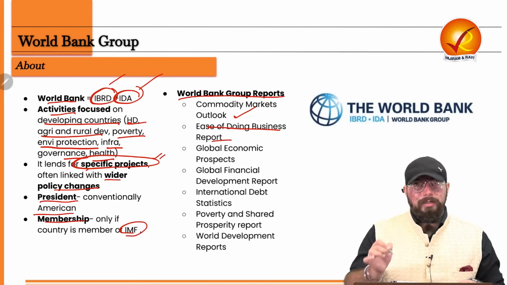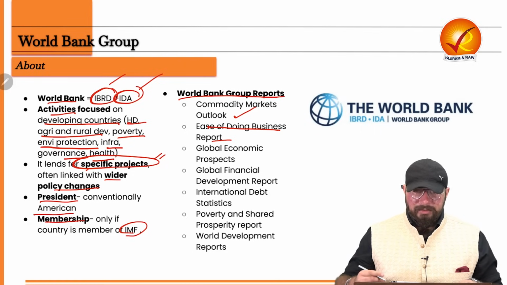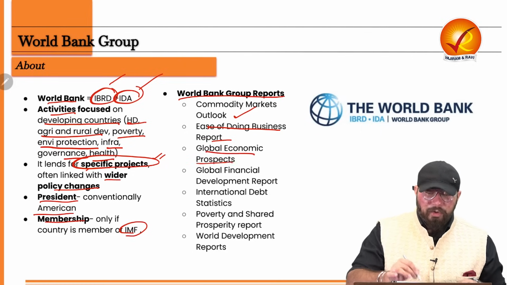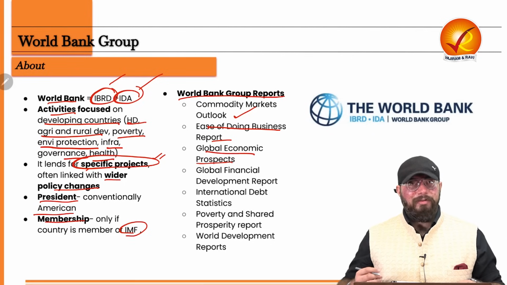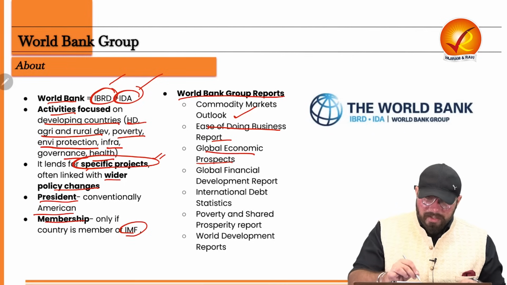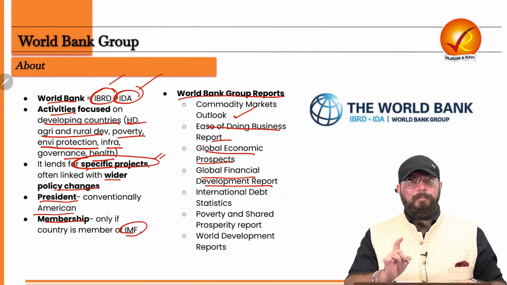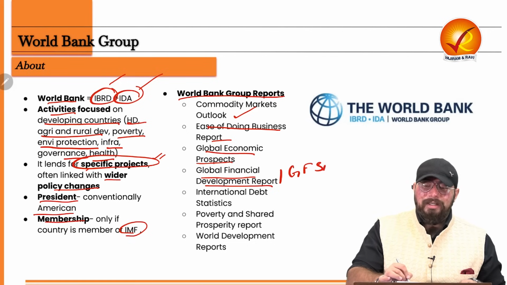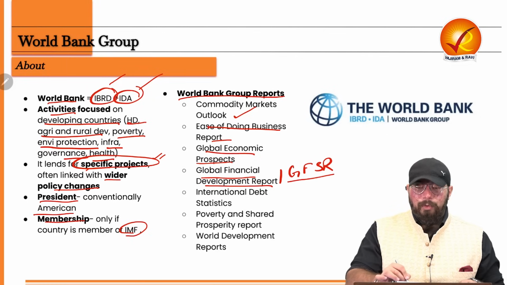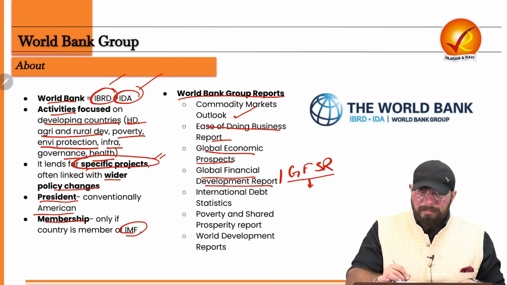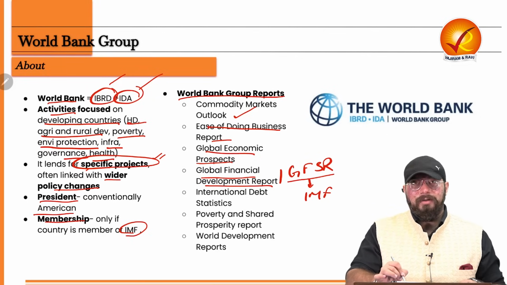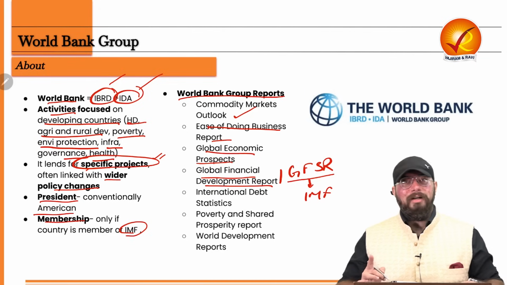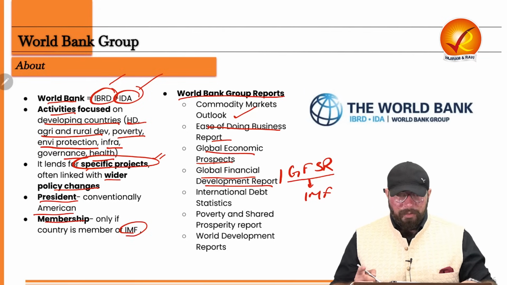Ease of Doing Business report, a very famous report, again published by the World Bank. Global Economic Prospects, again a very famous report published by the World Bank. Global Financial Development Report. Now don't confuse it with your Global Financial Stability Report, because this Global Financial Stability Report is published by the IMF. But this Global Financial Development Report is published by your World Bank.